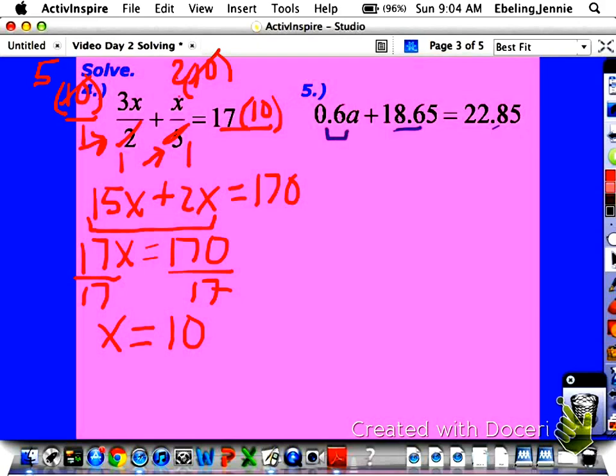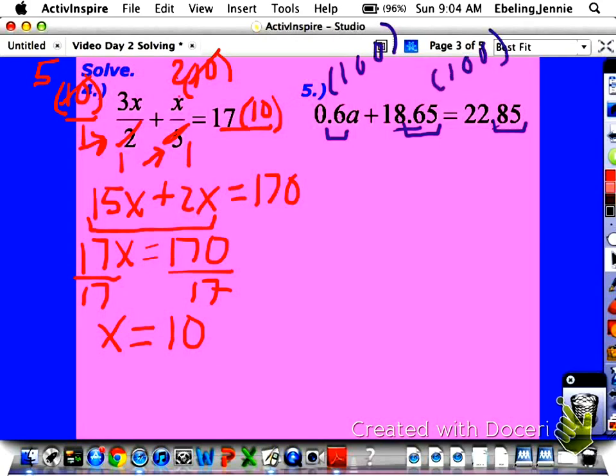Alright, this 0.6a, one number behind the decimal point. 18.65, there are 2, and 22.85, there are 2. So if I want to move the decimal over so they all become whole numbers, I have to look at how far out do these decimals go. The furthest place value out is to the hundredths, 2 places out. So to move it 2 places, I need to multiply everything by 100.